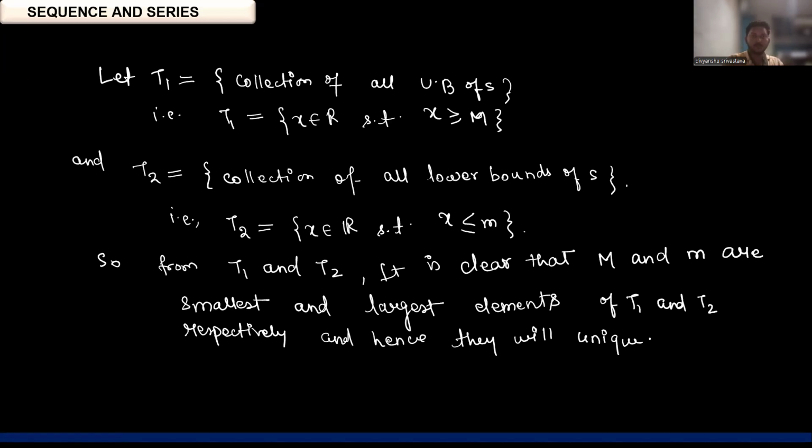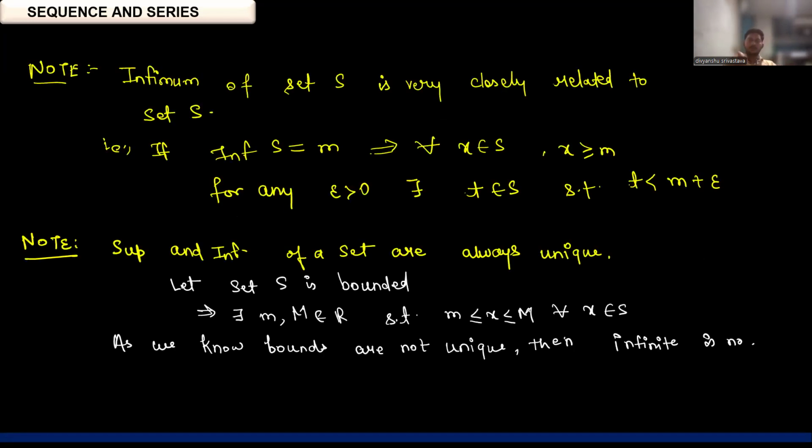First, what is this? First, I am saying about this. Here I am only writing supremum and infimum of set R, so that here I show you supremum and infimum of a set are always unique. So how do you prove that?